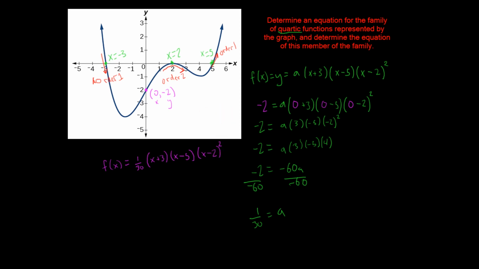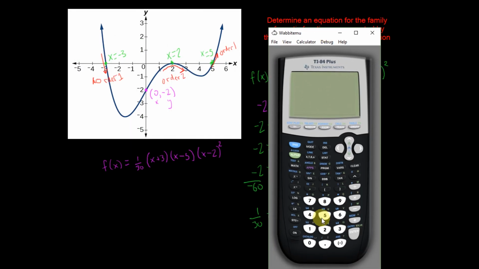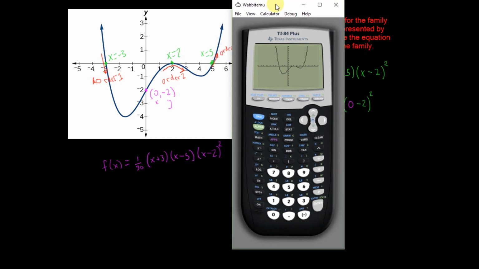So now let's just double check our work. I'm going to bring out this calculator, and let's graph it to make sure that we did this right. So we've got y is equal to 1 over 30, and I'm going to put that in brackets. 1 divided by 30. And then we've got x plus 3, bracket, x minus 5, bracket, and then x minus 2, and this one's to the exponent of 2. So hopefully this should give us a graph that looks something like this. And there you go. You can see that this is correct because these two are the same.